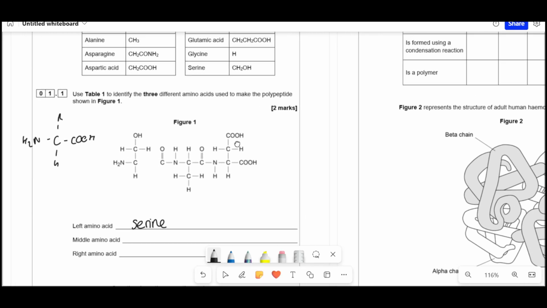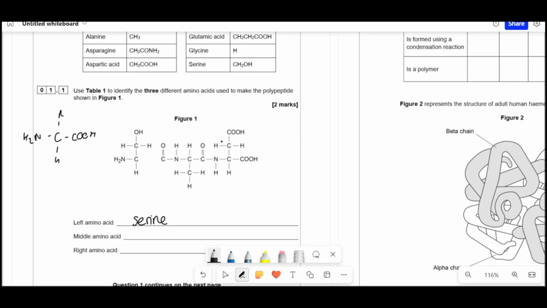Now if you look at the middle one, again we're looking for where the CN is and the C double bond O next to it, part of the COOH group, which would be here. Then there's an H here and an R group here. So this middle one's R group has to be CH3, which is alanine.